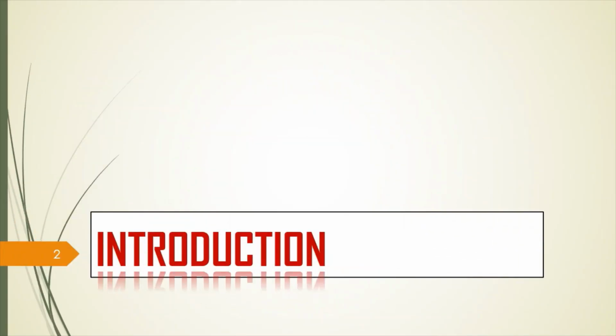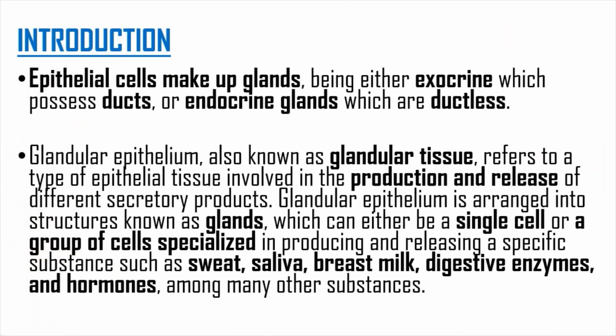Alright, so on the introduction, what we need to know is that epithelial cells make up glands, being either exocrine glands, which possess a duct, or endocrine glands, which are ductless. Glandular epithelia is also known as glandular tissue, and this refers to a type of epithelial tissue involved in the production and release of different secretory products.